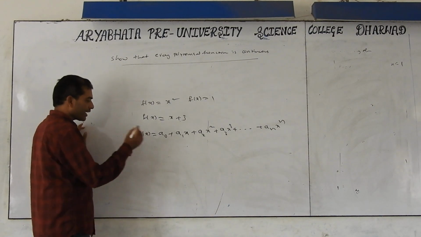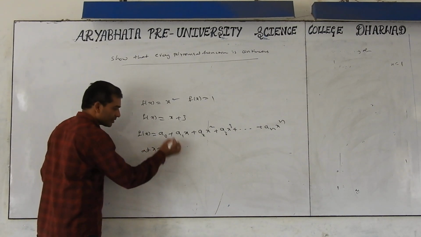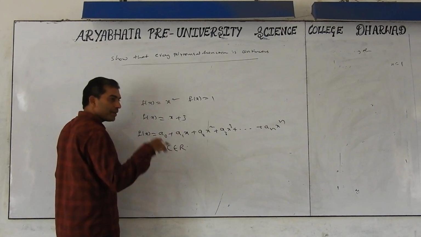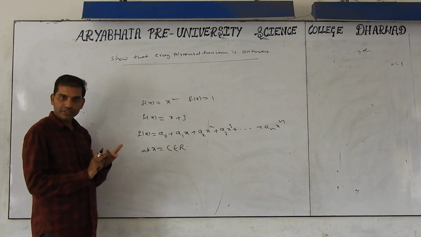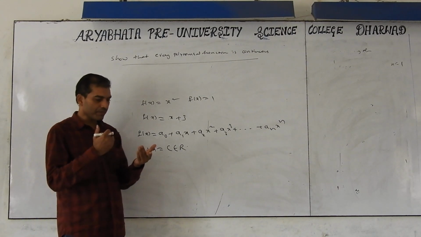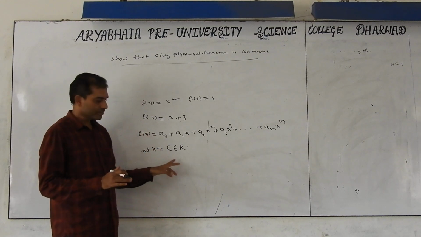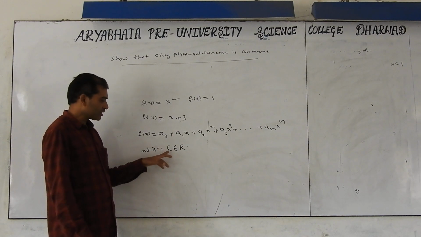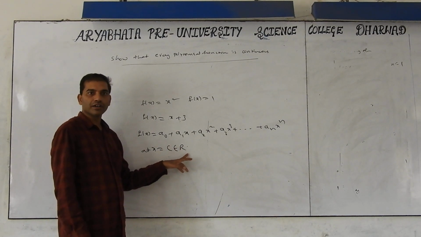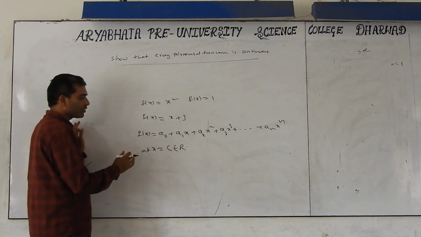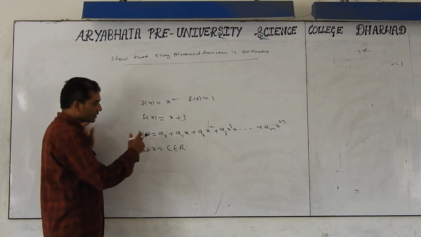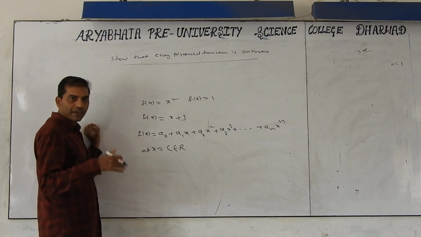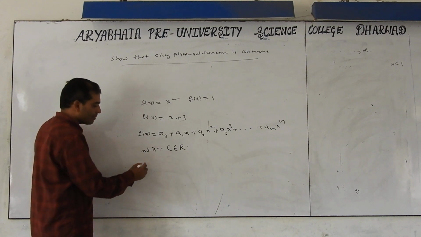Take any point x is equal to c, where c belongs to the real numbers. Any point. It may be 0, 1, 1.1, 1.2, minus 1, minus 2, minus 3. Any number. c belongs to R, so it's true for all numbers. At this point, we should find the limit. Is this function changing at the point c? No. So no need to find the left limit and right limit. You can find the direct limit value.